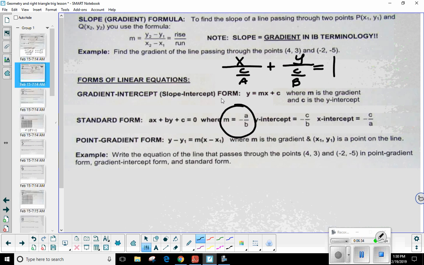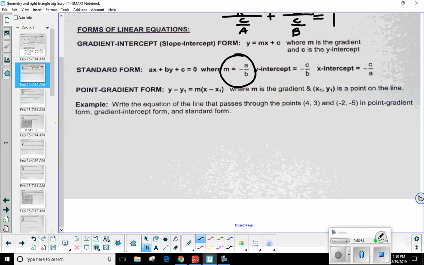Okay, so we have our next example. Write the equation of the line that passes through these 2 points in point gradient form, gradient intercept form, and then standard form. So we're going to go ahead and get one equation, and then we're just going to manipulate it to get the other forms that we want. In fact, I'll go ahead and start out. Let's find the slope m, which is the change in y over the change in x, and it really just depends on where you want to start.